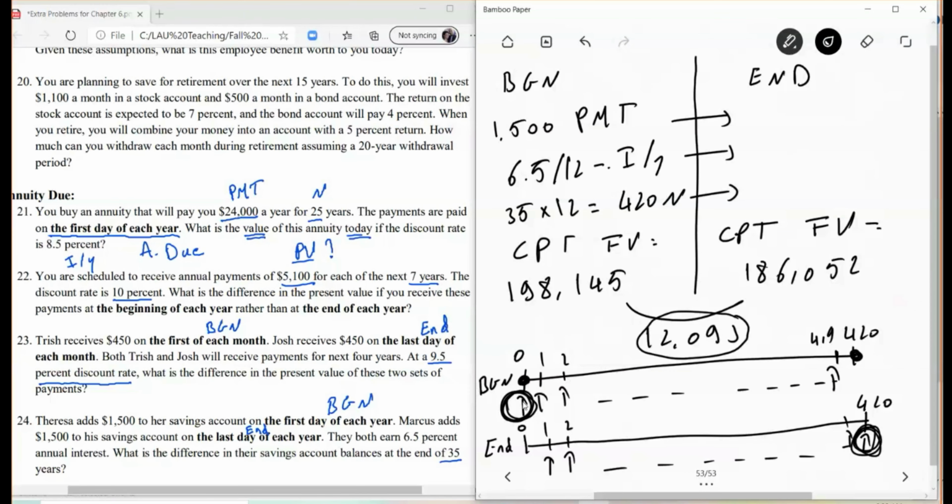Now that's it for the problem that relates to the annuity due. And the important thing is that make sure that you go back to the end mode whenever you finish any question that relates to the annuity due.